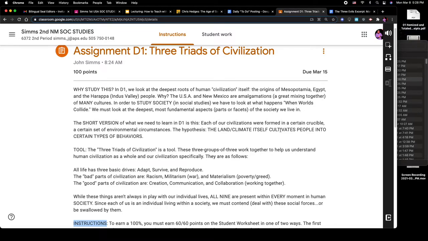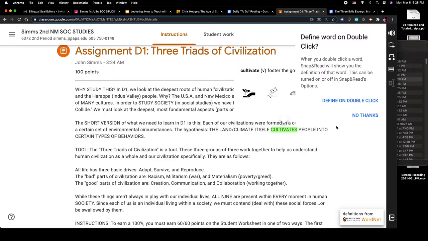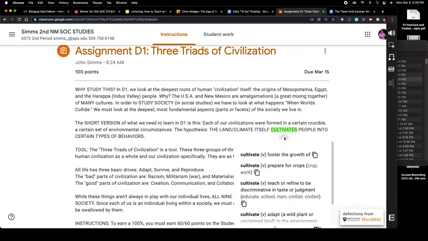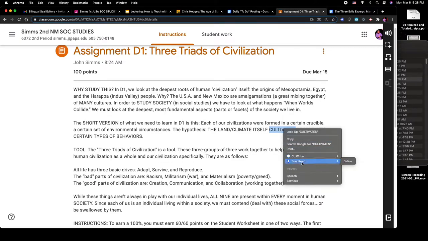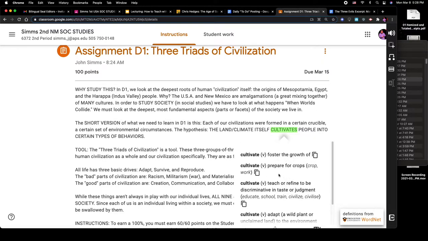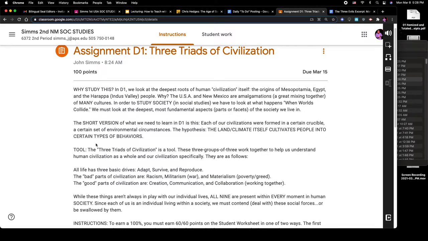Well, I don't know what cultivates means. So I select it and I can right click, and on my Mac it'll go right to Look Up. But guess what? We can also go to Snap and Read and click on Define. Cultivate. So, picture version. Oh, that's cool. I right click the word, go to Snap and Read, Define, and it gives me pictures. So it's like farming, planting seeds, all that kind of stuff. What's the exact definition? To foster the growth of crops, to teach or refine, to discriminate, taste and judgment. To adapt to the environment. Okay, so the land or climate itself adapts people into certain types of behaviors.